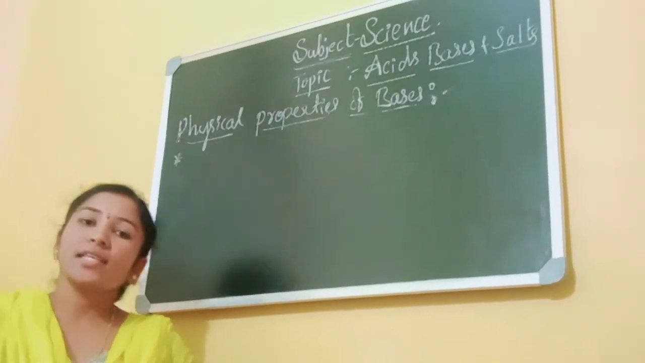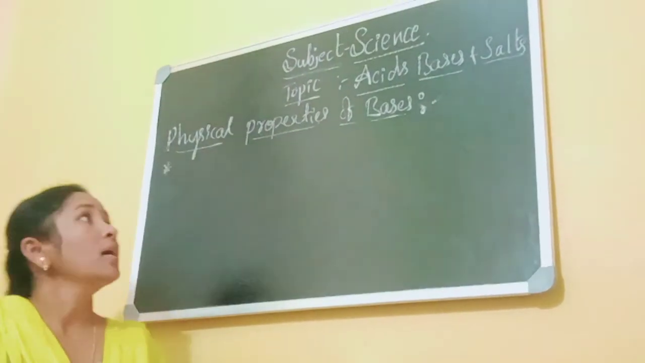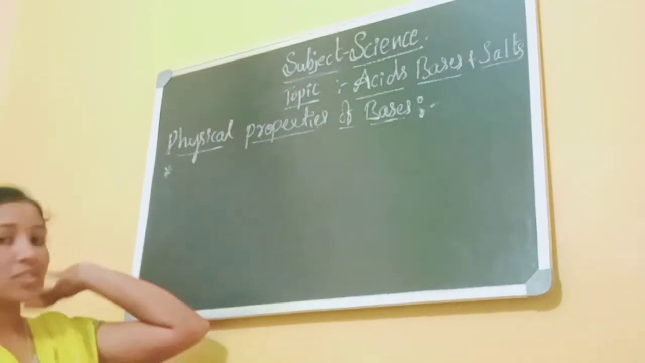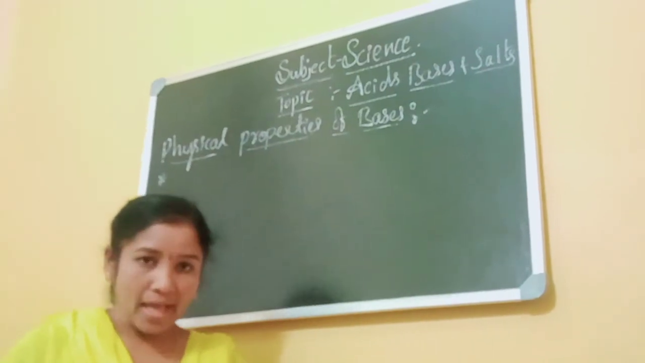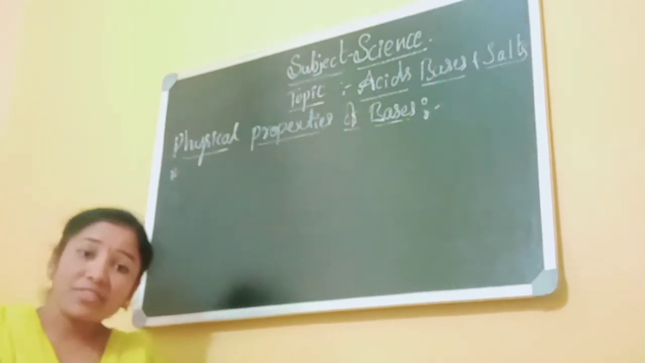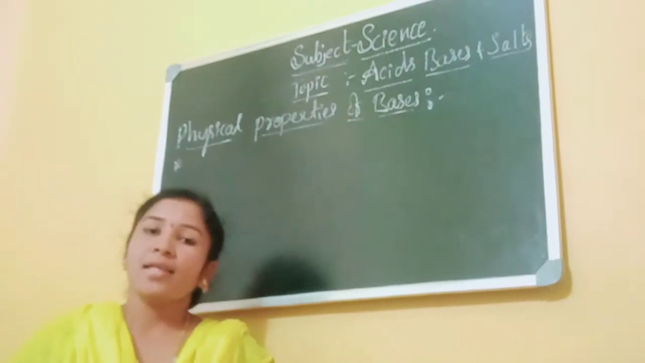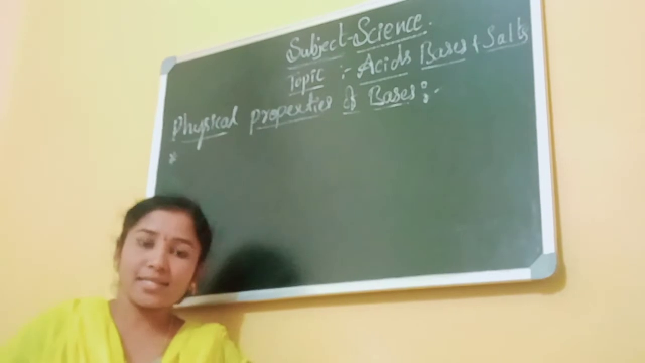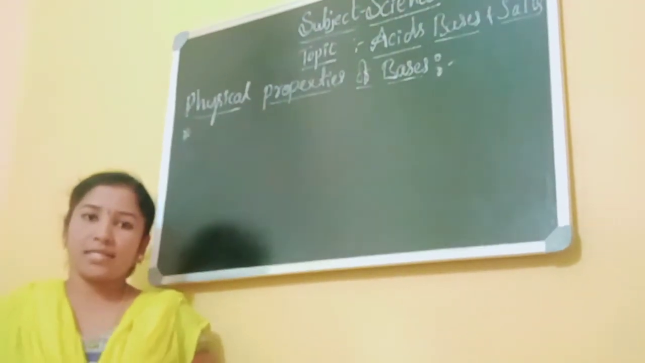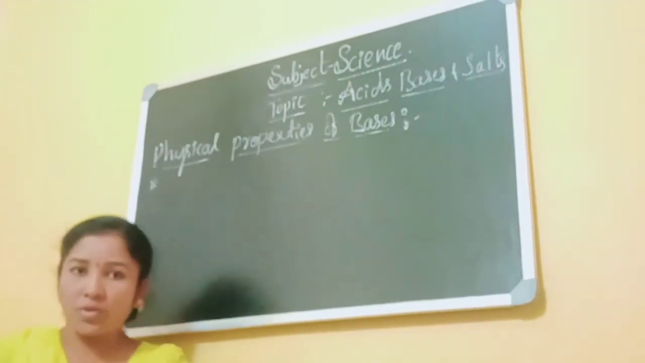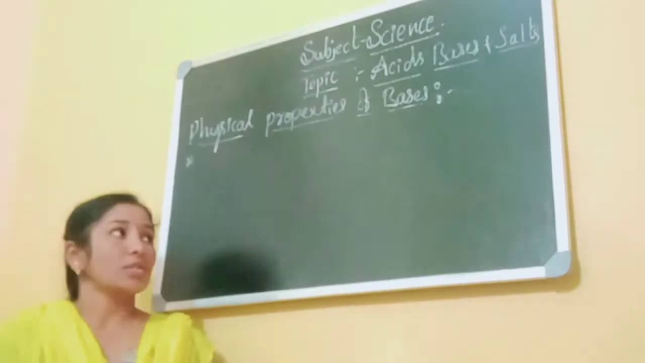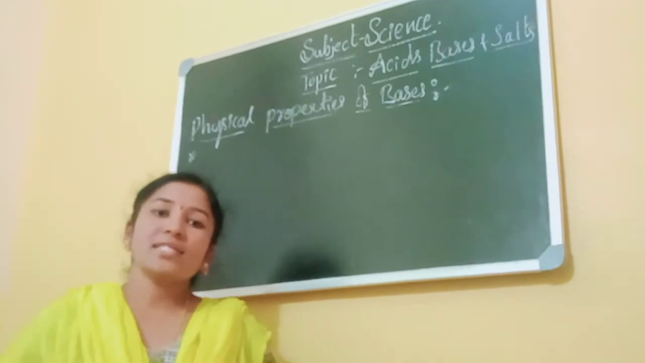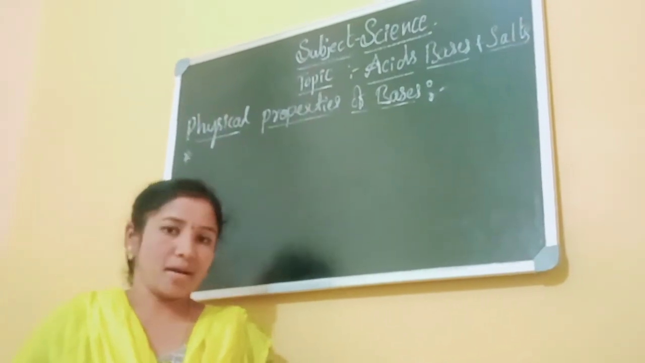Dear students, yesterday you studied acids, bases and salts. In that chapter, you studied the physical properties of acids. Is it right? What are the physical properties of acids? What are the examples? What is meant by strong acids? What is meant by weak acids? Along with examples you have studied. Is it right? So today you are going to study the physical properties of bases and their examples.